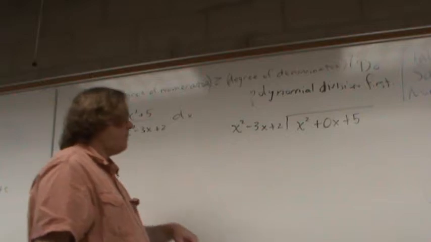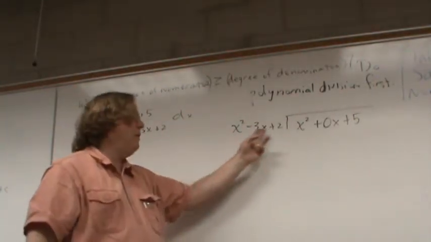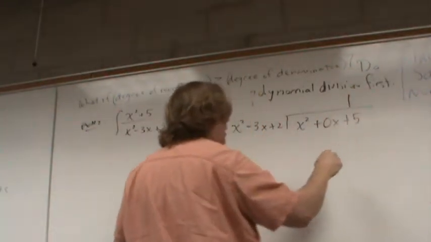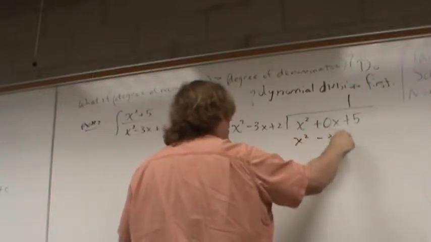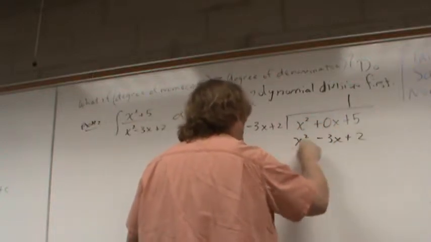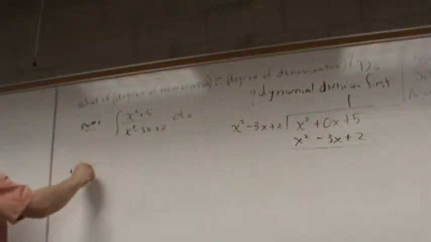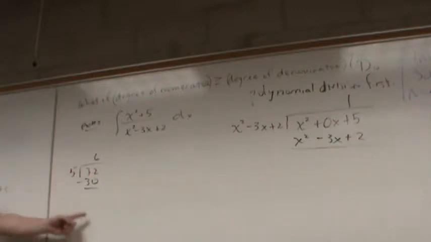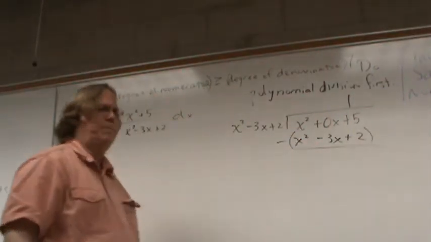So next, I asked myself, what times x squared gets me x squared? And you only look at the leading terms. 1, right? So I do 1 times x squared, 1 times negative 3x, 1 times 2. And now, just like normal division, if I divide 5 into 32, you go 6, and so that's 30, and you subtract. With normal division, you subtract. You do the same thing here. You've got to subtract this.